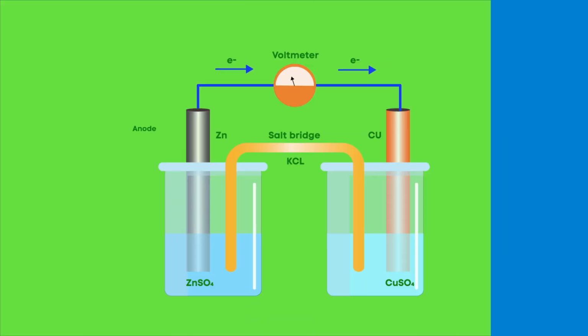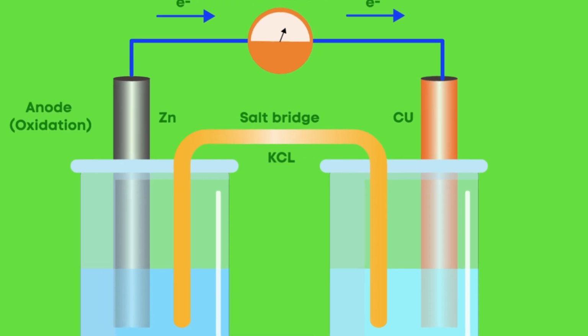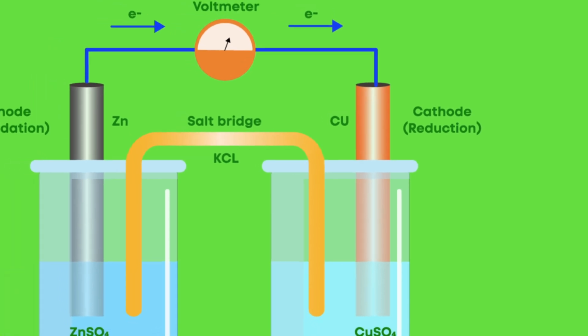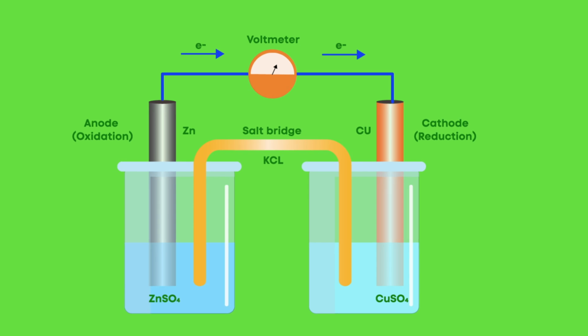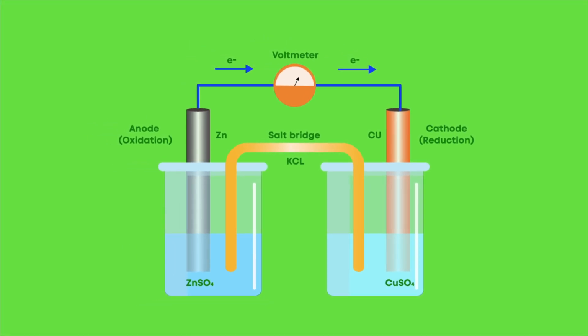The anode is where oxidation happens, and it's the negative electrode. The cathode, where reduction occurs, is the positive electrode. Electrons naturally flow from the anode to the cathode, generating electricity in the process. In simple terms, an electrochemical cell generates electricity through spontaneous reactions, allowing the electron flow to power devices.